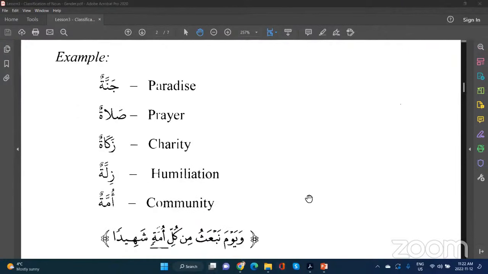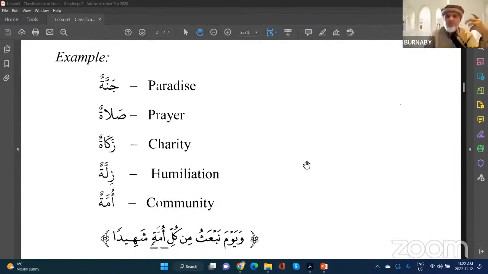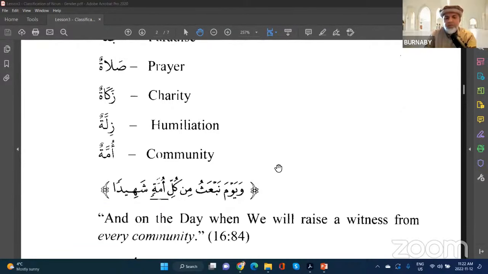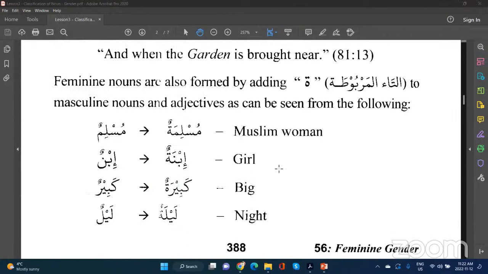So there are some exceptions, isn't it, brother? Yes, there are exceptions. We will come to that. But on the whole, most of the words will be feminine when you see the ta marbuta. Exceptions are small, so we will talk about them at some other point. Okay. Now look at this.